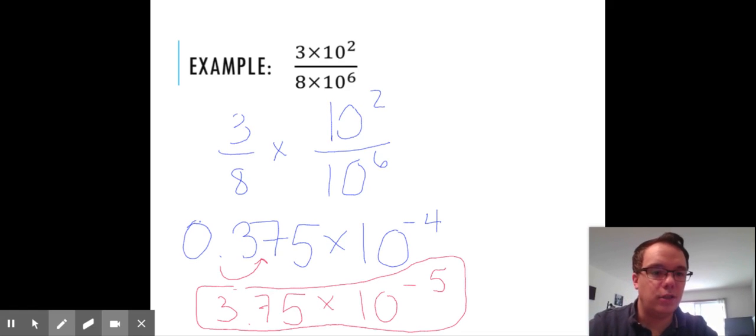All right, so that's using scientific notation to simplify. So we multiplied and we divided numbers in scientific notation.